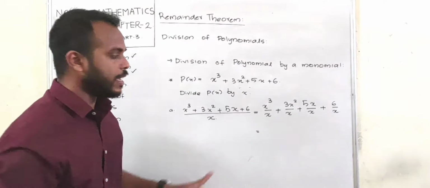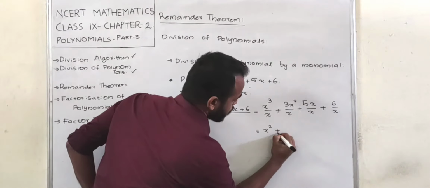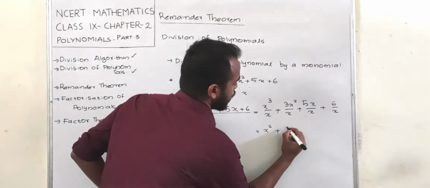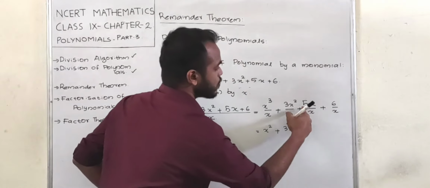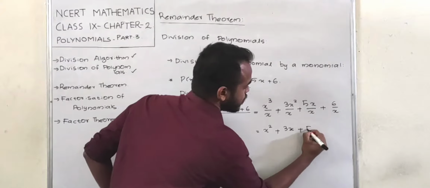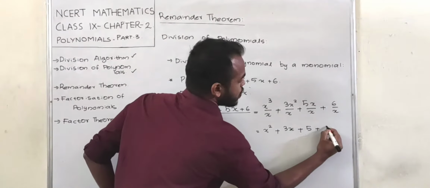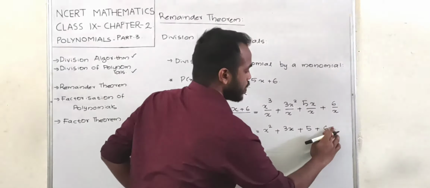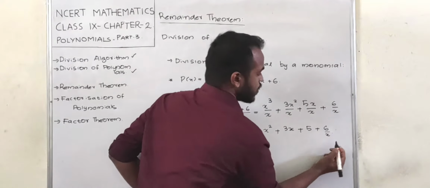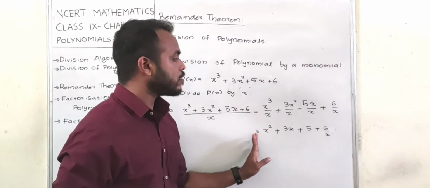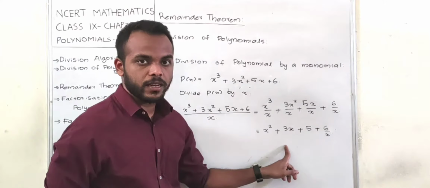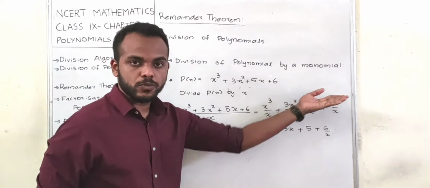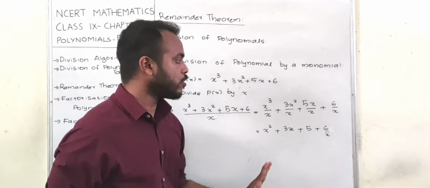What is x cubed by x? It's x square, plus 3x square by x is 3x, plus 5x by x, you can cancel these x's, is 5, plus you cannot proceed further with this one, 6 by x. Actually this is no longer a polynomial, because the power of x in the last term becomes minus 1 when taken to the numerator. So this is no longer a polynomial.